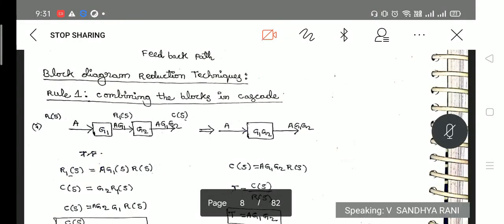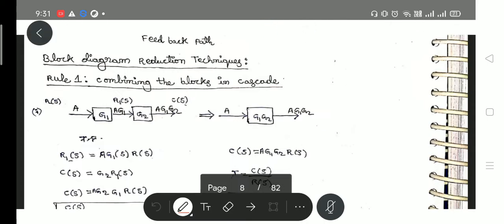Today we discuss block diagram reduction techniques. In that first rule, combining the blocks in cascaded or series connection. Cascaded means series. Here I am connecting the two blocks G1 and G2. These two are connected in cascaded connection or series connection. G1 and G2 blocks are connected in series.